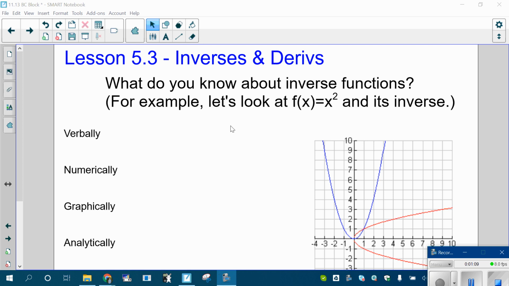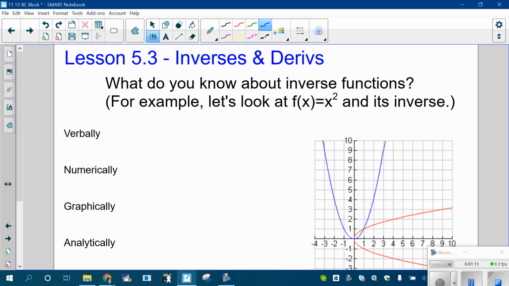Numerically, this is the important one. Pay attention. If you have a point (2, 4) on a function, then the point (4, 2) is on its inverse. Okay. I don't think we emphasize that a lot in some of our algebra classes. Really important. Graphically, they're symmetrical over the line y equals x. Okay, so if you draw the line y equals x, they're symmetrical over that line.